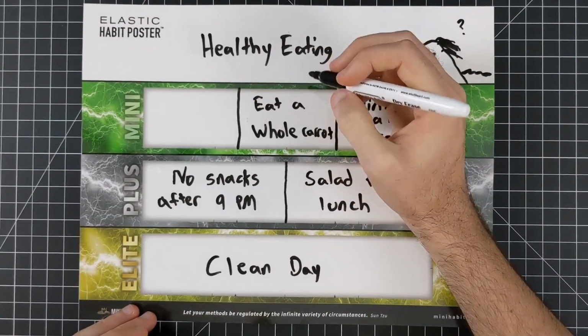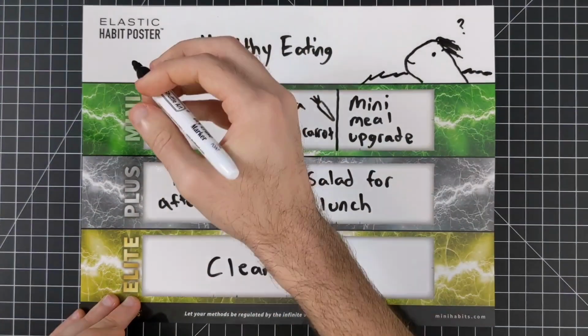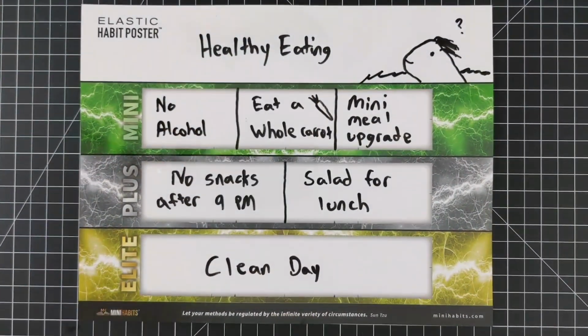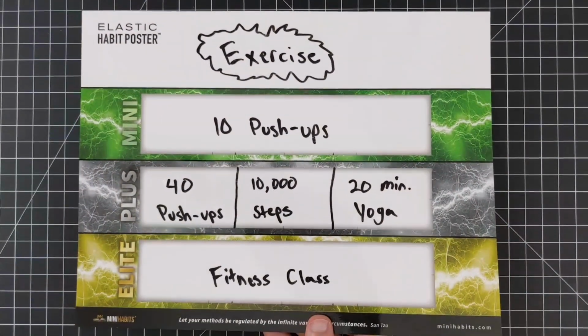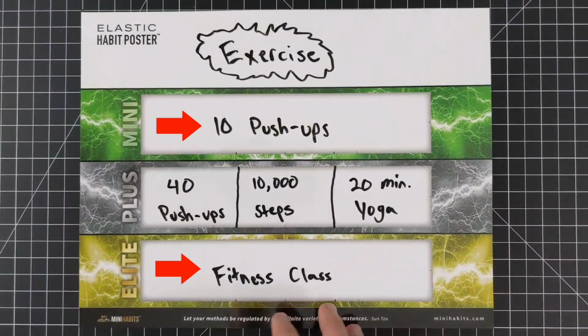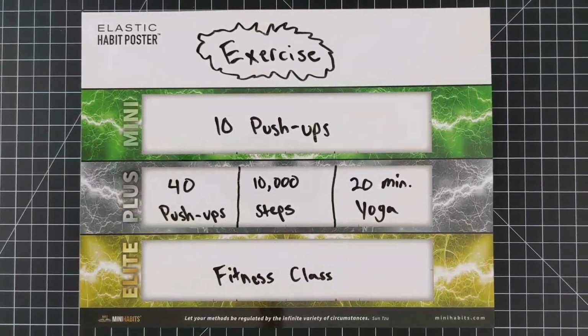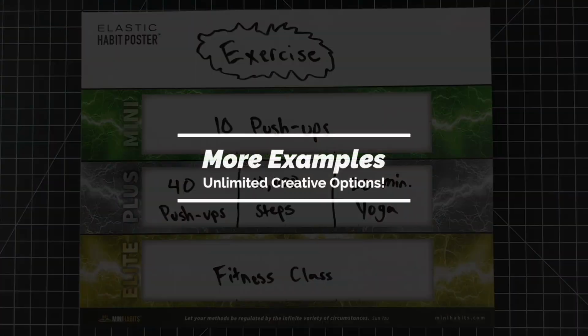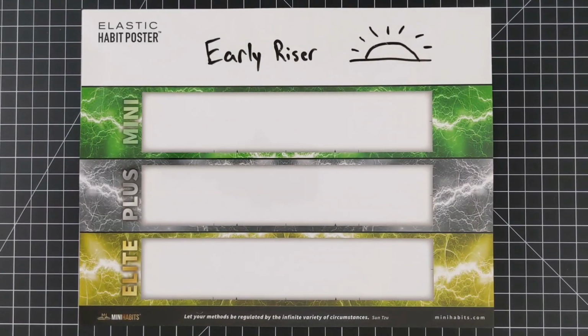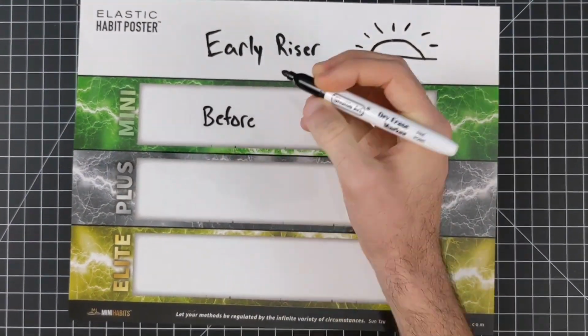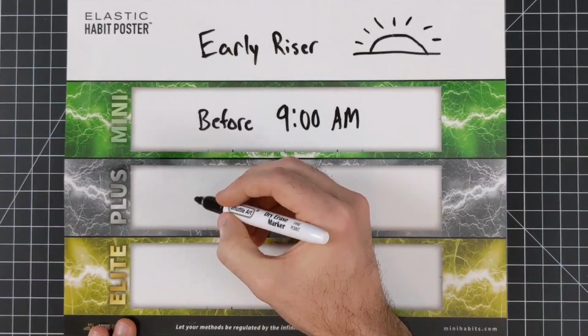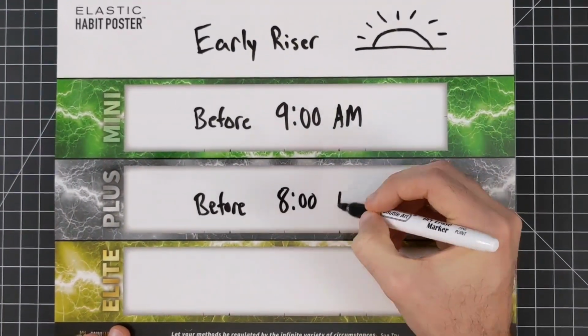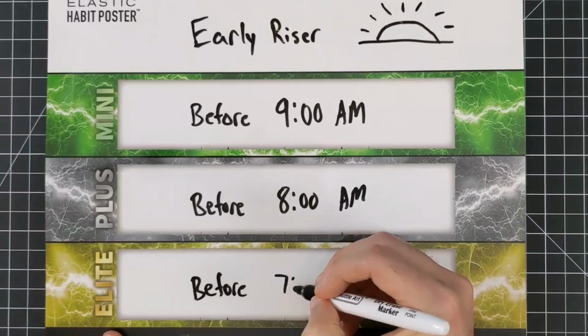You could even have one-win templates for 2 levels. Maybe you have one win condition for mini and elite, but have a few plus options in the middle for flexibility. The ideal structure of your elastic habit will depend on your specific goals for the habit. Here are some more ideas.